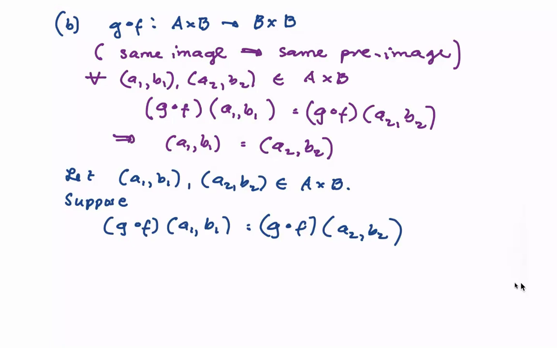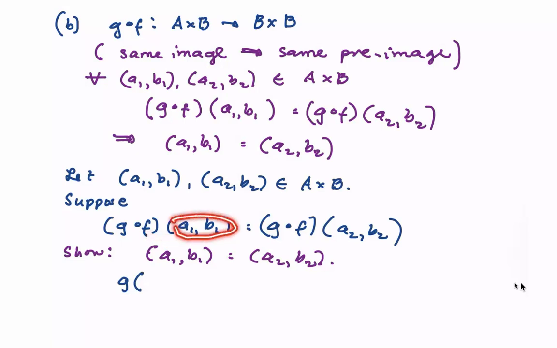Let me just write it here. When it's in purple, that means it's not part of the proof. I just want you to see where you are going. Okay, so let us now compute G circle F of (A1, B1). So that's G of F of (A1, B1): add the A1 and B1 and then copy the first element. So that's A1 plus B1, copy A1.